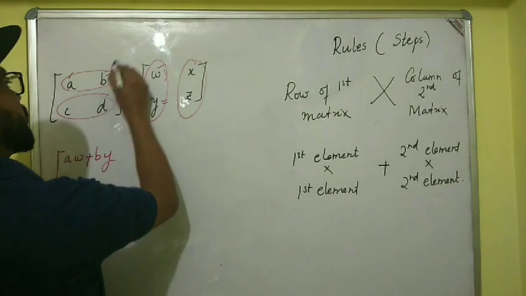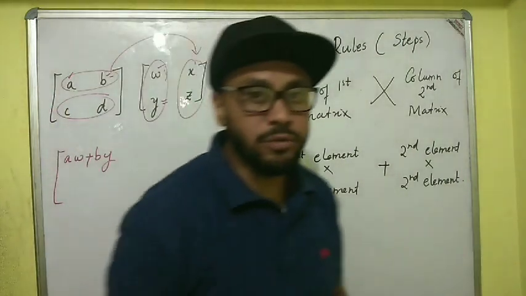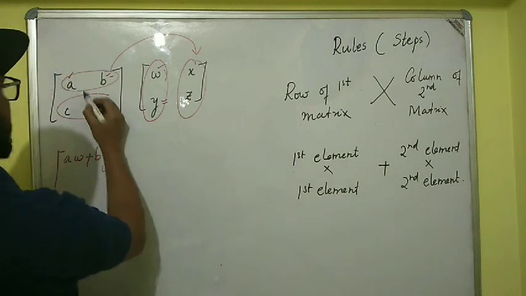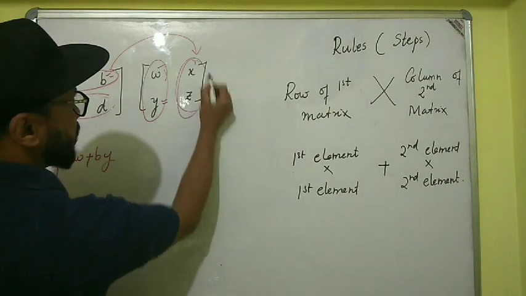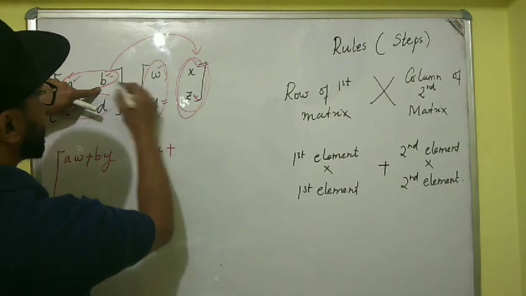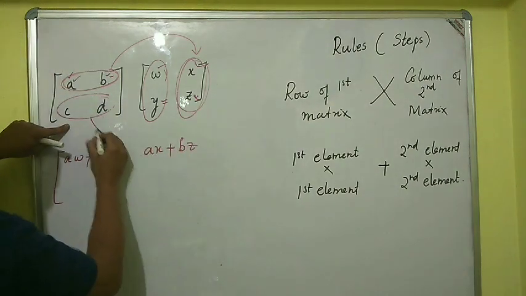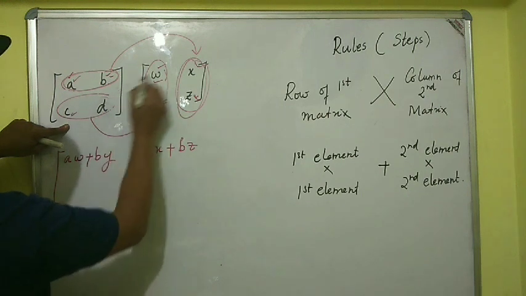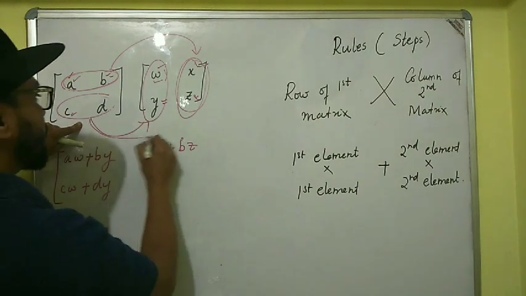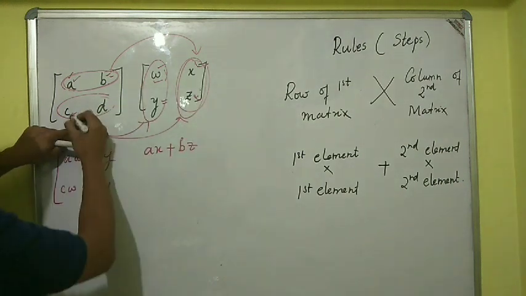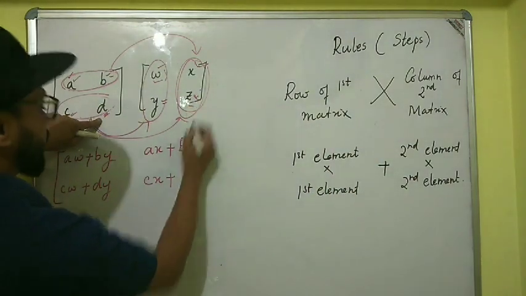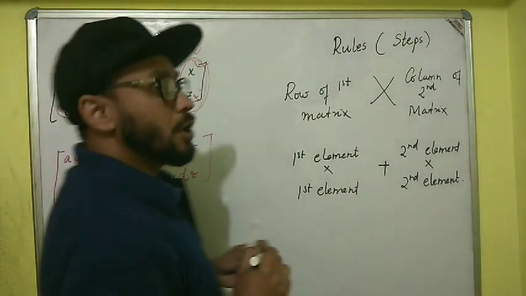Now we'll move on to the next. The same thing we have to do; the method or process is the same. Here we repeat the same thing. The first row and the second column we are multiplying. First with first, A into X is AX, plus second with second, B into Z is BZ. Similarly we repeat the same thing with this one. First with first, C into W is CW, plus D into Y is DY. Similarly, we multiply this with this one. First with first, C into X, plus second into second, D into Z. So this is how we multiply.